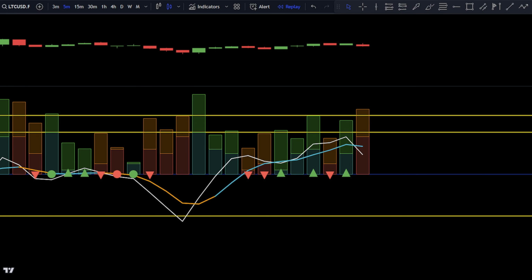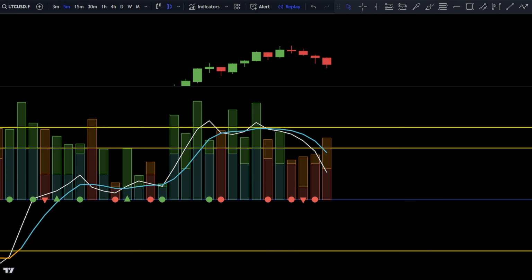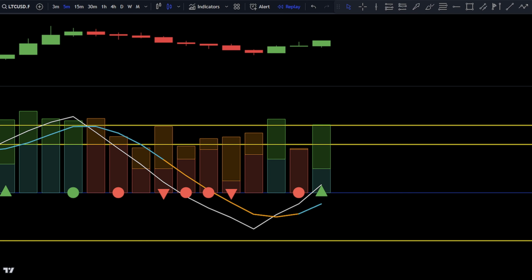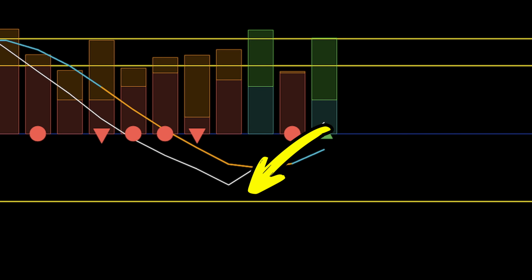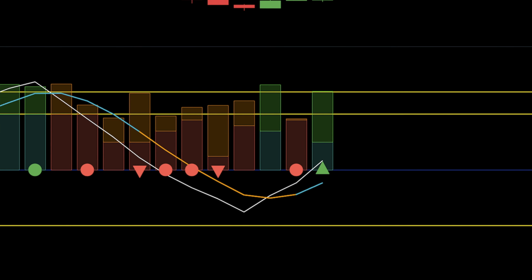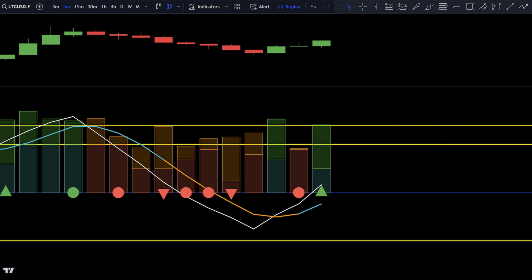examples of invalid signals so you can understand what to avoid when using this indicator. In this example, the white and orange lines cross upward, but they are not located below the -50 level at the time of the cross. This makes the signal invalid because it doesn't meet the key condition of being below -50 for a buy setup. Always ensure the lines are below -50 before considering a buy trade.